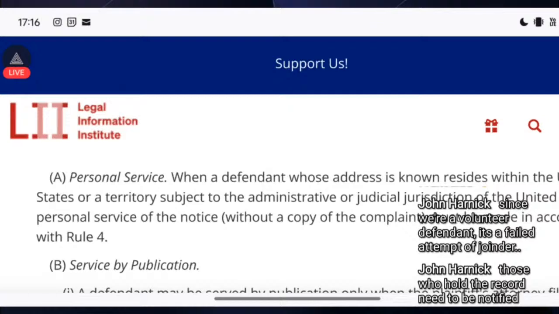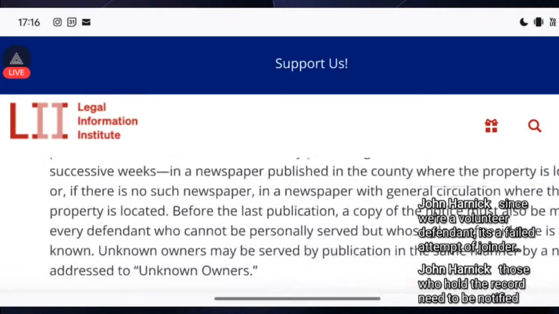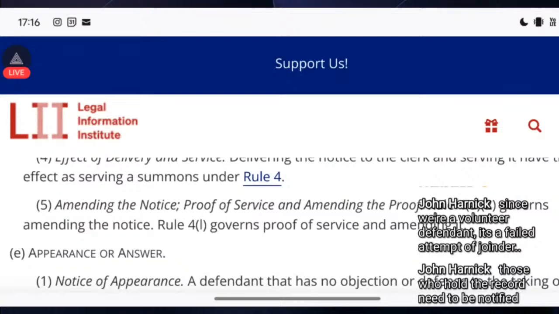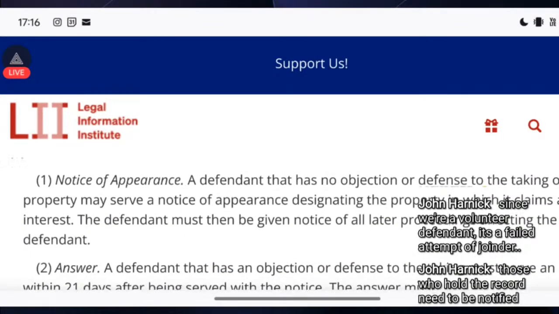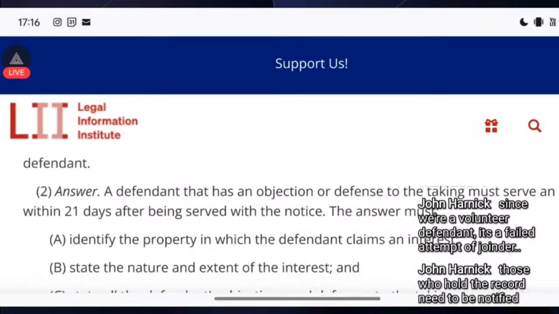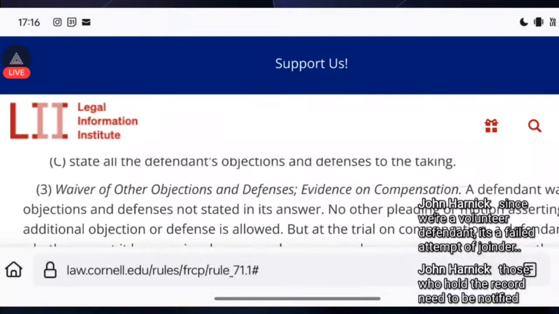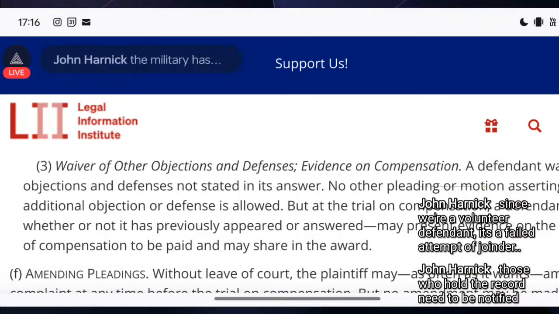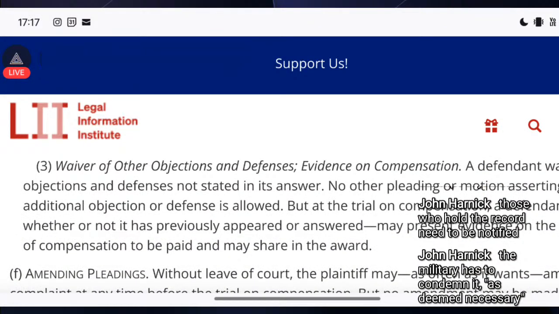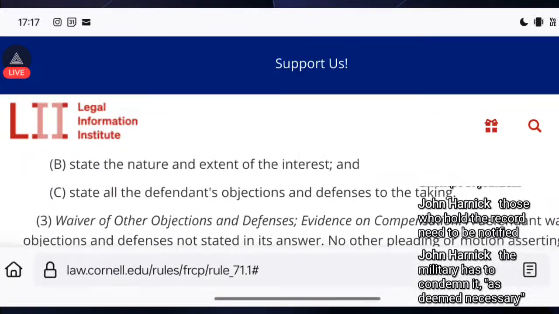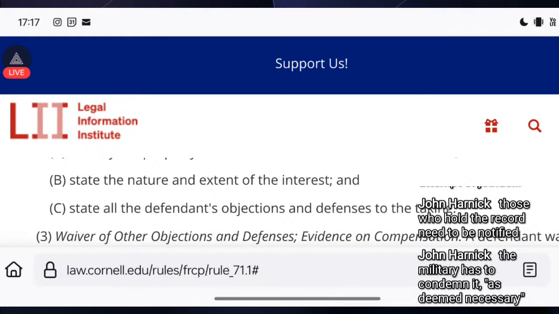So let me see, serving the notice. Must serve an answer within 21 days. So most people have long since passed that deadline. So that's not usually the case, but it is important to understand what it is.